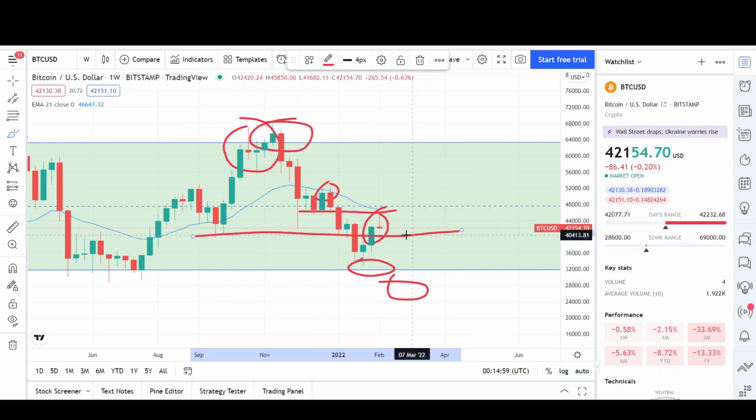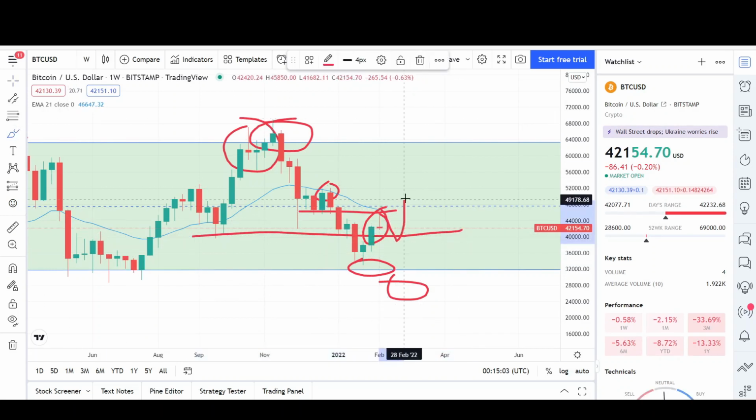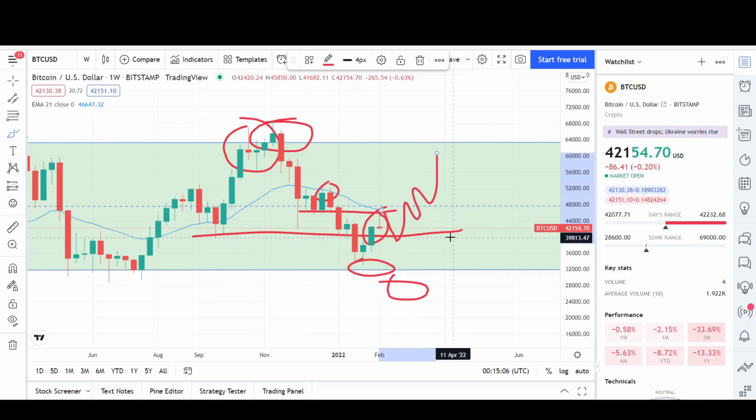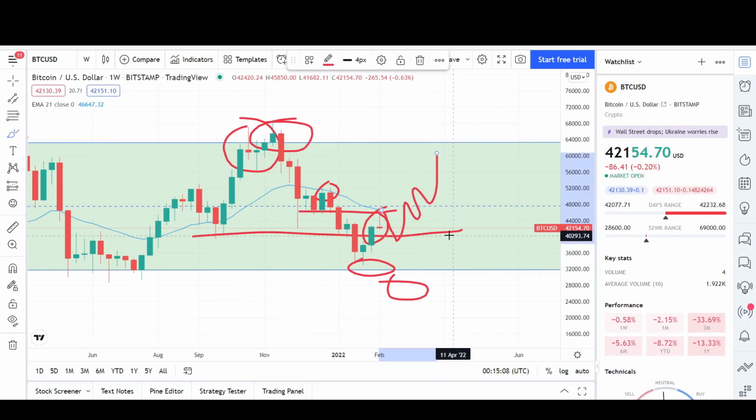We could turn around right here, right around that $40,000 level. We could see higher prices. So it just depends on what Bitcoin wants to do very soon. So we'll wait and see. But that's all I have for Bitcoin.